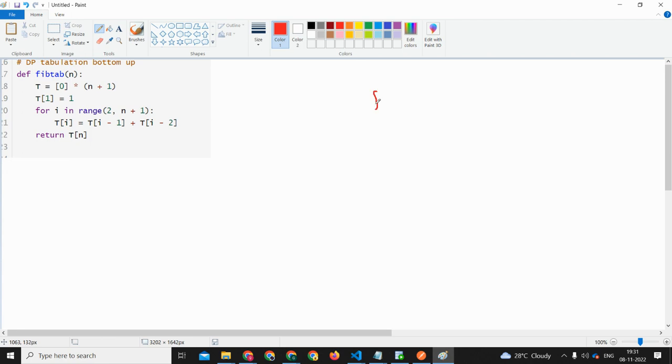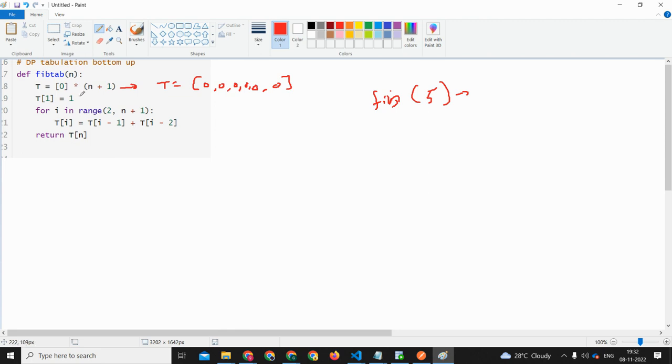So let's see what is happening here. Here also they are trying to find Fibonacci using dynamic programming. Let's say 5. So t equal to 0 times n plus 1. n plus 1 is basically 6, since n is 5. Can you tell me how this line will look after this? Yes, we will have 6 zeros in the list called t. That's right: 0, 0, 0, 0, 0, and 0.